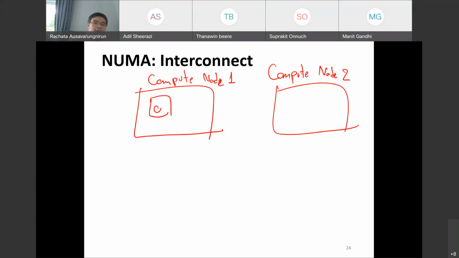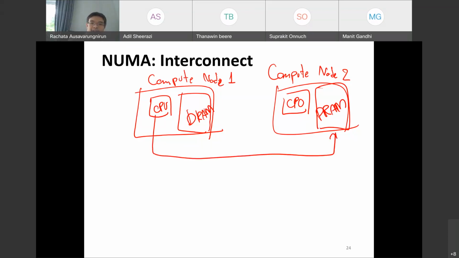You have the CPU, and you have the memory, which is DRAM. Okay? When I share the memory, it means that I can have the CPU here access the DRAM here. I can have the CPU here access my DRAM here. I can have the CPU here access my local DRAM here as well, right? So between access number 1 and access number 2, which one do you think is going to be faster?